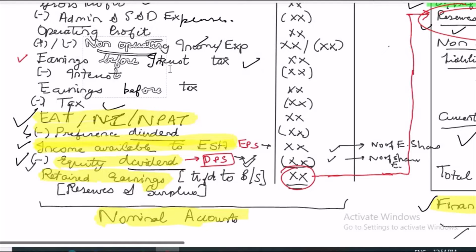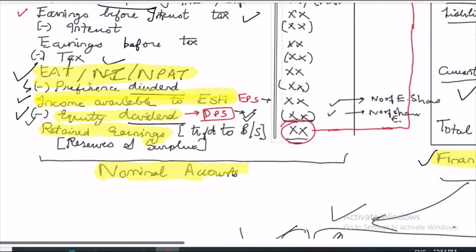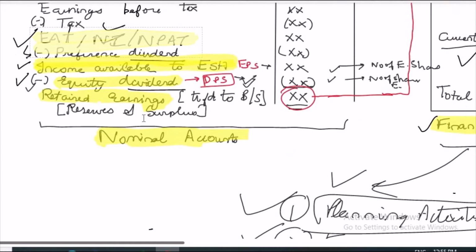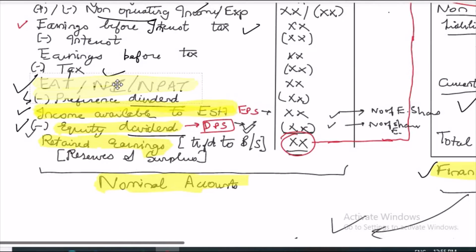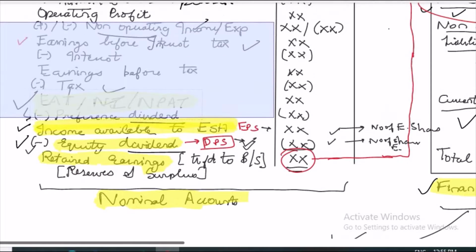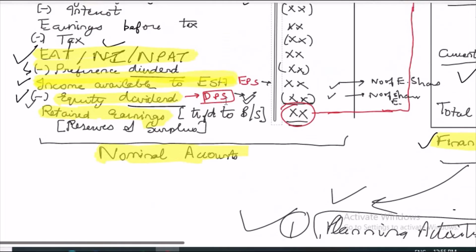Interest is what we pay to the bank on a loan or bonds, and taxes are paid to the government. Then we subtract the interest on the loans or bonds, and we get earnings before tax. From earnings before tax, we subtract the tax. Then we get EAT, earnings after tax, also called net income or NPAT. You can say it in any other form.